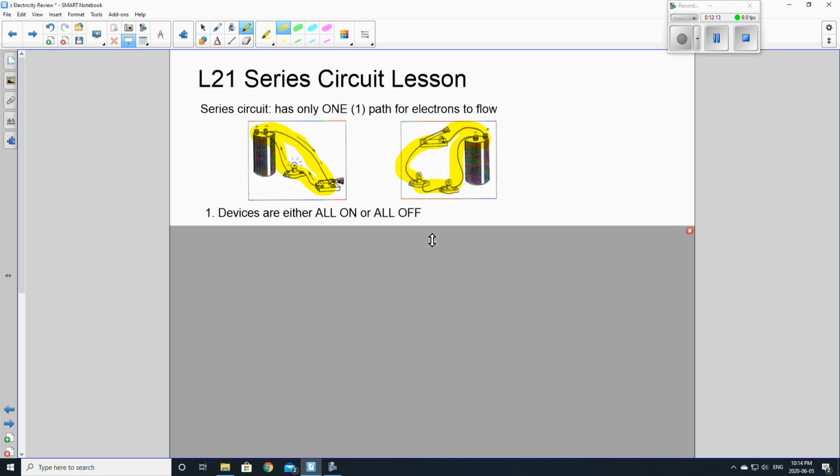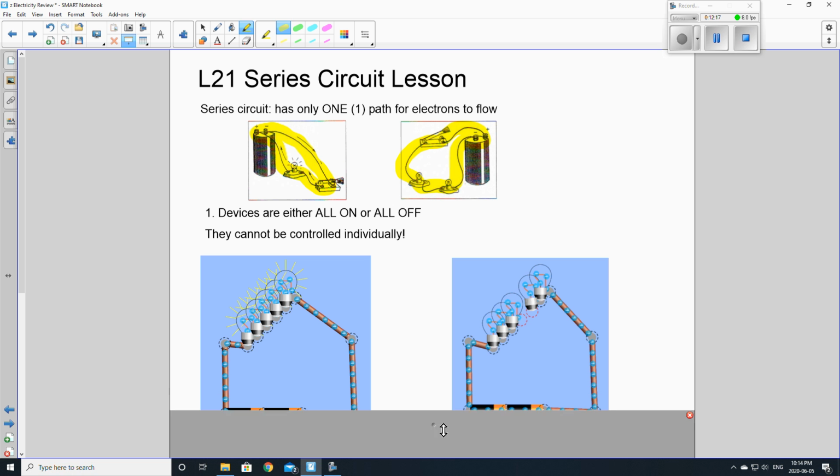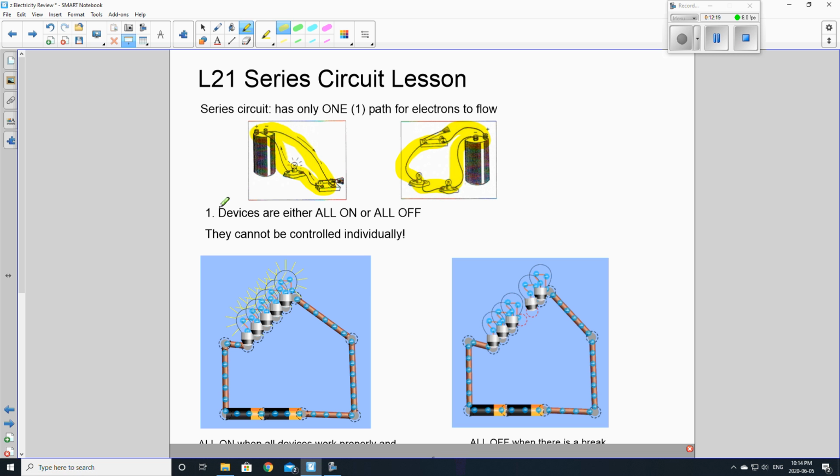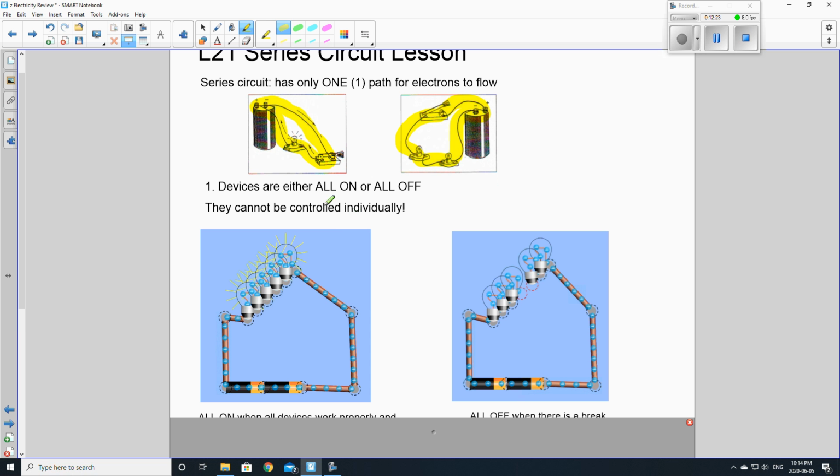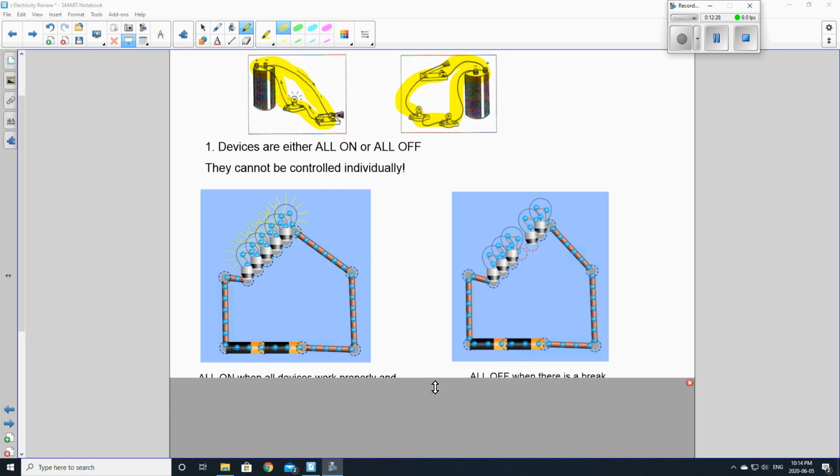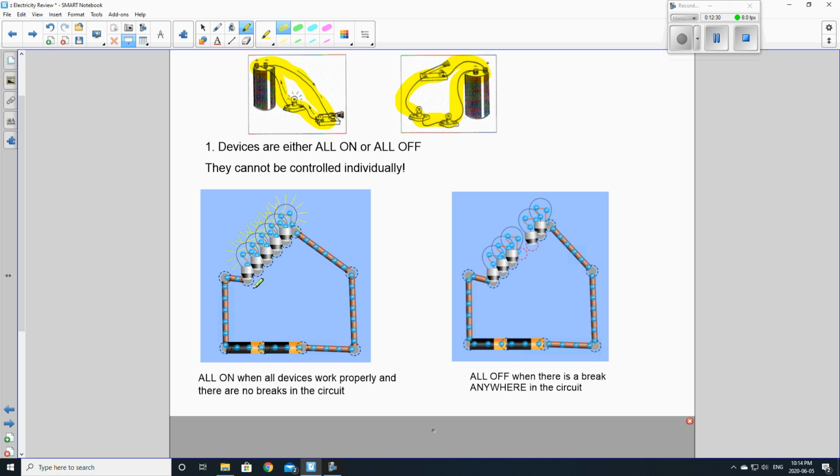So what are some characteristics of a series circuit? The first thing is that the devices are either all on or all off, so they can't be controlled individually. Please notice over here that this is a series circuit. They would go through all these light bulbs and return back over to here. They are all on when all the devices work properly and there are no breaks in the circuit.